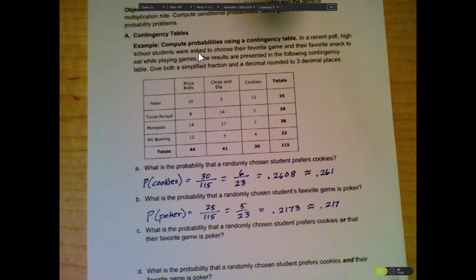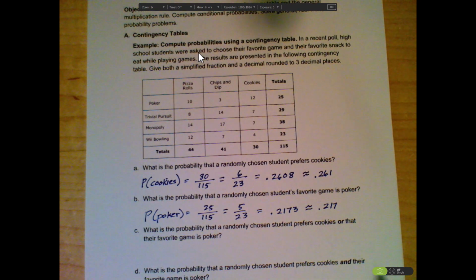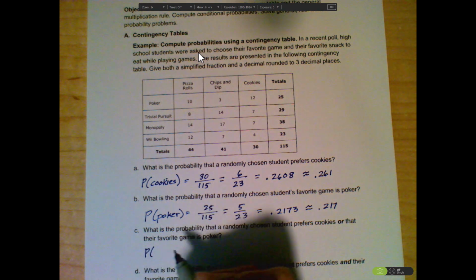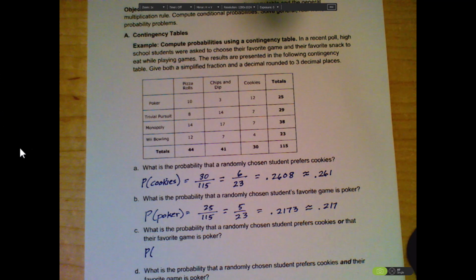Okay, what is the probability that a randomly chosen student prefers cookies or that their favorite game is poker? Okay, probability, we saw what the or means, right? Cookies or their favorite game is poker.